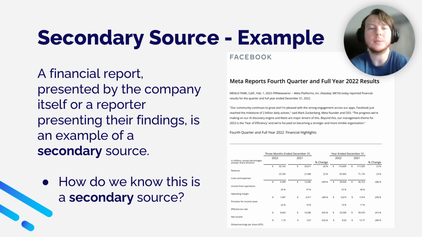On this slide, we talk about financial reports being presented by a company itself or a reporter presenting their findings being an example of a secondary source. We included this because we noticed that students in the past were struggling a little bit with the idea of what a secondary source really was. They tended to lean towards categorizing a lot of things as primary sources. So including this document that is a summary of information taken from individual financial data points was a helpful way to help them see what a secondary source could look like.